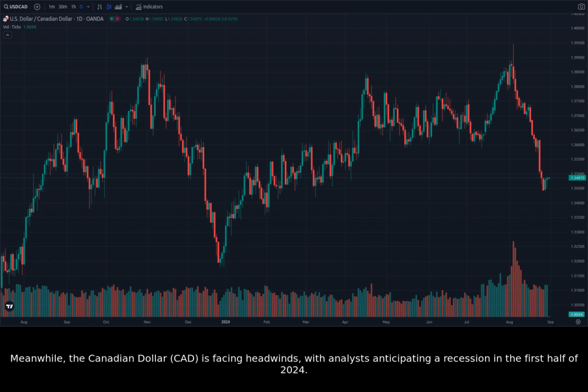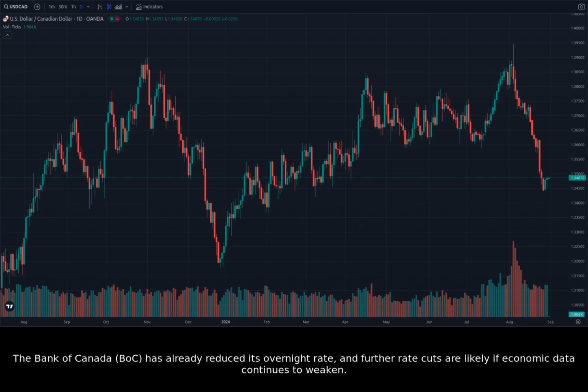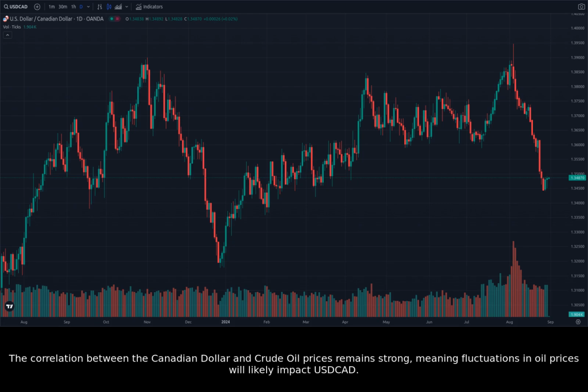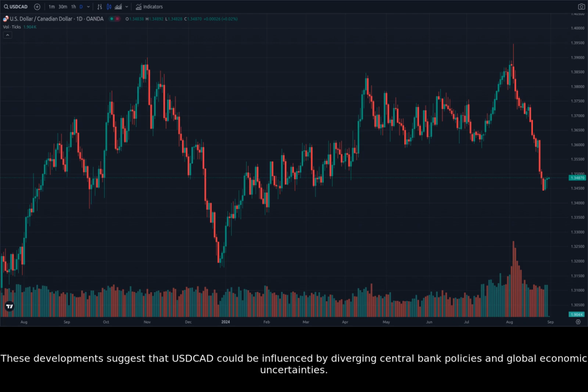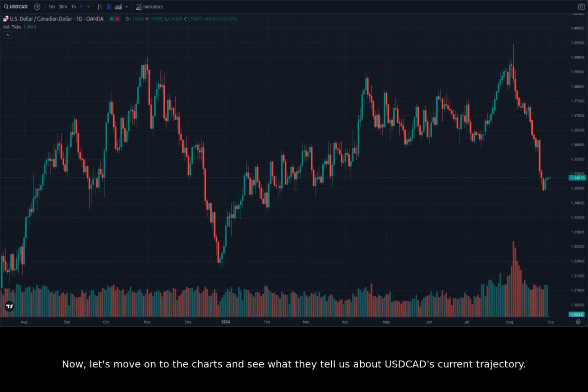Meanwhile, the Canadian dollar (CAD) is facing headwinds, with analysts anticipating a recession in the first half of 2024. The Bank of Canada (BC) has already reduced its overnight rate, and further rate cuts are likely if economic data continues to weaken. The correlation between the Canadian dollar and crude oil prices remains strong, meaning fluctuations in oil prices will likely impact USDCAD. These developments suggest that USDCAD could be influenced by diverging central bank policies and global economic uncertainties. Now, let's move on to the charts and see what they tell us about USDCAD's current trajectory.